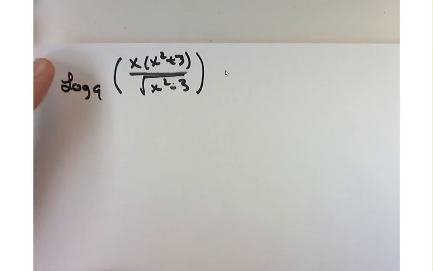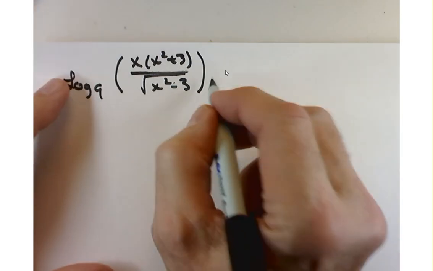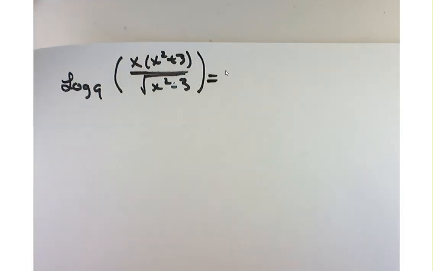What rule am I going to start out with? I got 3 basic rules: product, quotient, or power. Which of those basic rules should I start out with? Quotient rule. Good. So before I do it, write down what the quotient rule is going to make this look like when we use the quotient rule to expand this.